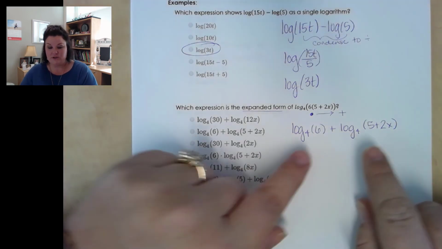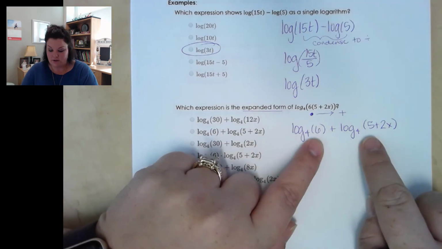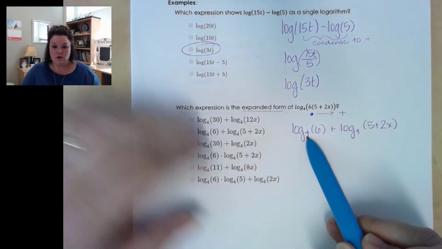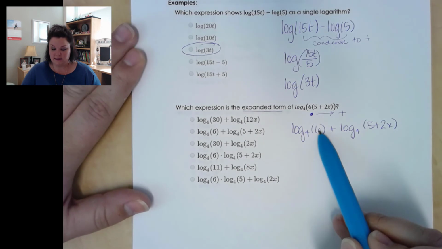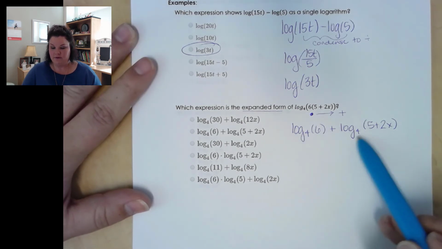And then I just need to make sure that these are completely simplified. Notice here this is log base 4. This is an exponential base 6. Those do not match. This is not going to cancel. Okay, same thing over here.